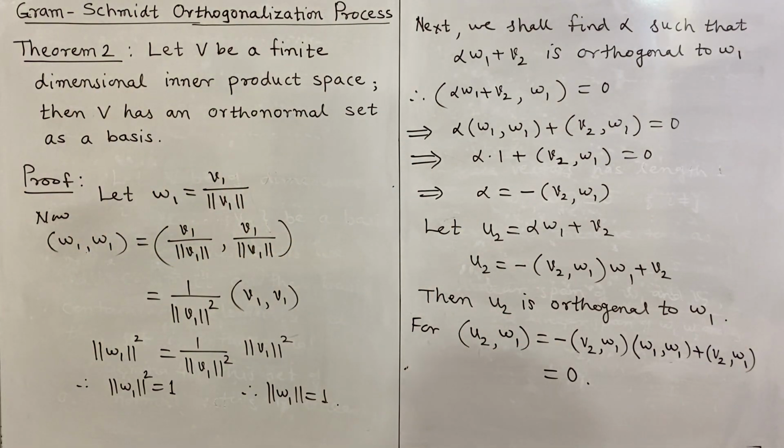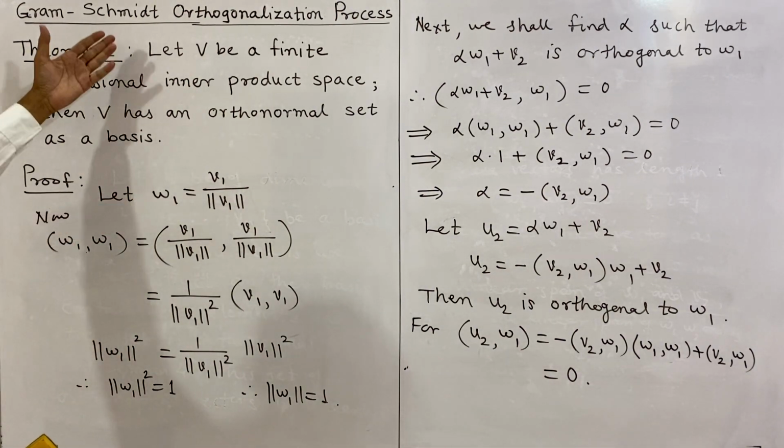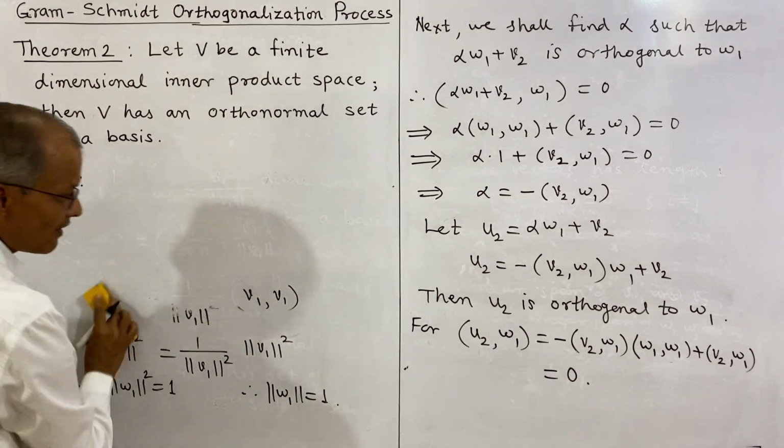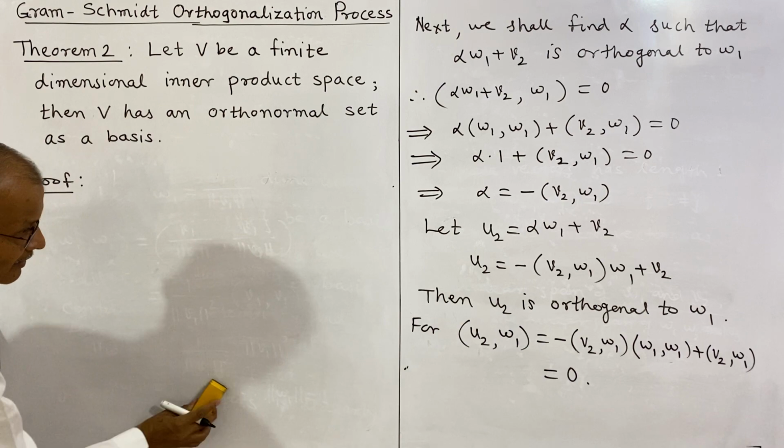Further, since V1 and V2 are linearly independent, because V1, V2, ..., Vn is a basis we have considered, and the elements in a basis are linearly independent.